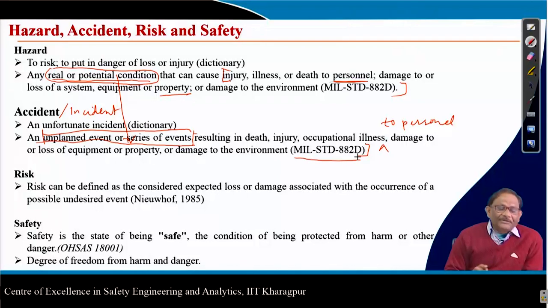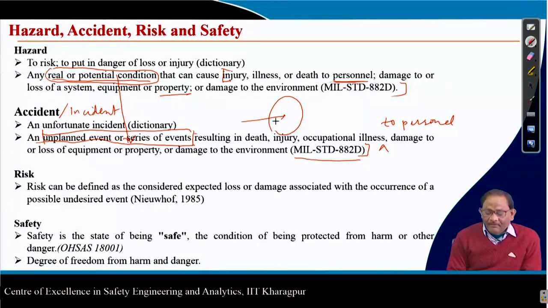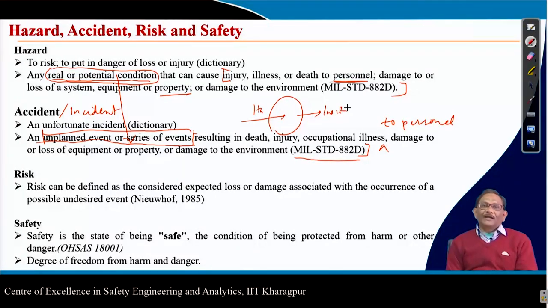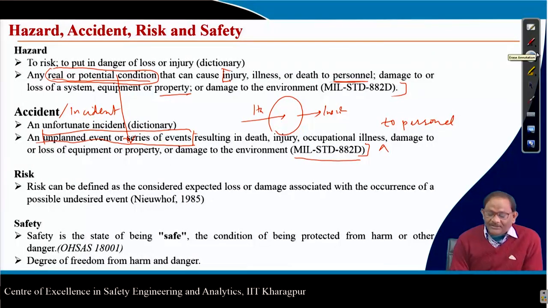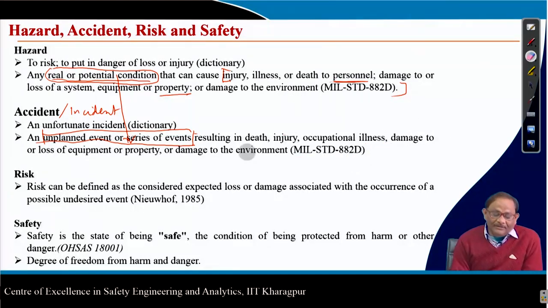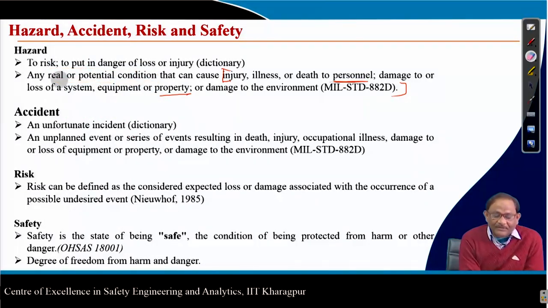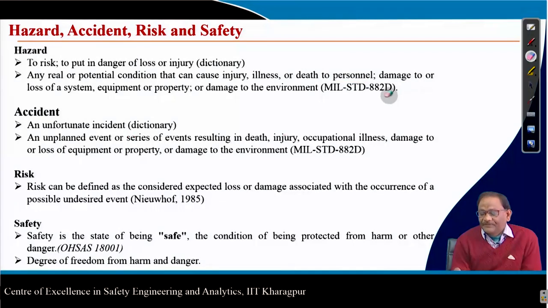Then what is the relation between hazard and accident? We can say hazard and accident are two sides of a coin. Before the incident, it is hazard. After that undesired event occurred, that is incident or accident. So, two sides of a coin: one side is hazard, another side is incident or accident. Keep in mind this definition, as it is one of the important definitions for safety and risk analytics.